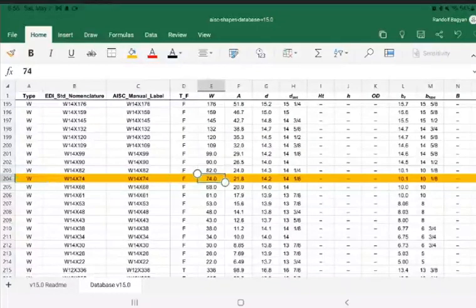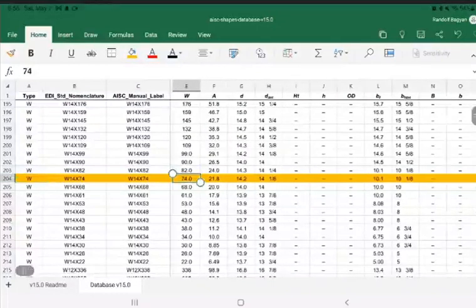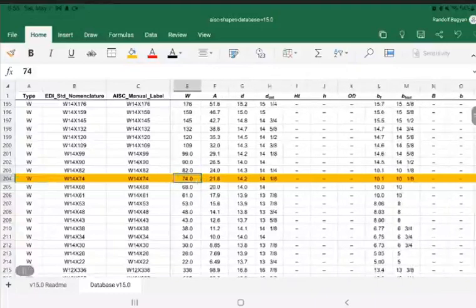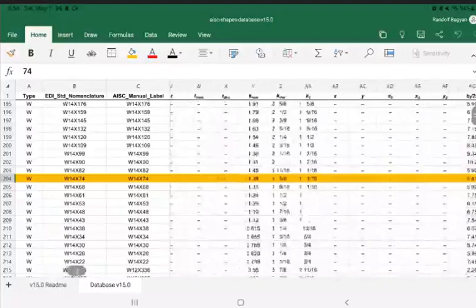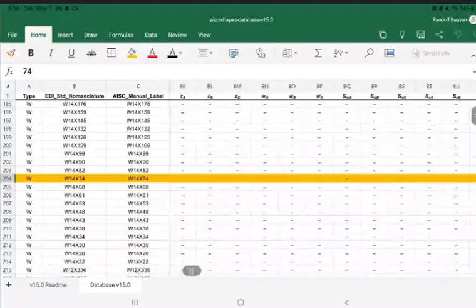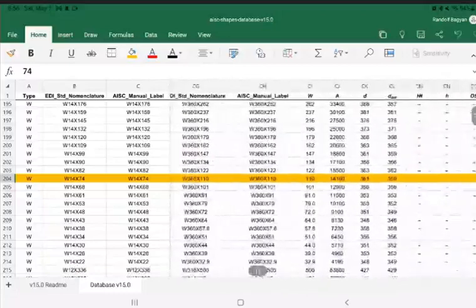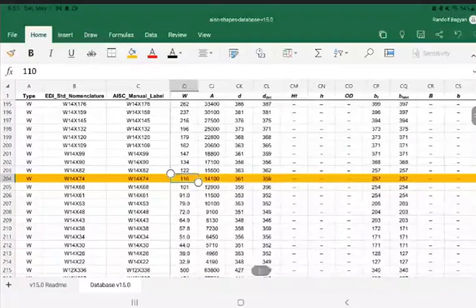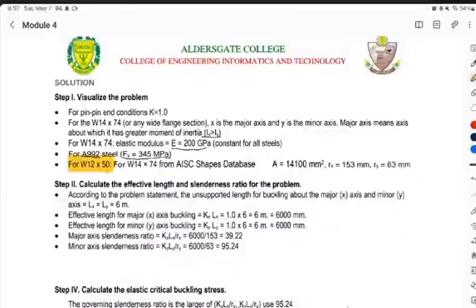By area. Ano yung area natin? This is in mm pala to. Naka-inches yung mga unang columns. So we go to the, dito, yung naka-mm. The W is weight class. The area is 14,100 square millimeter. So, ito yun. Okay?